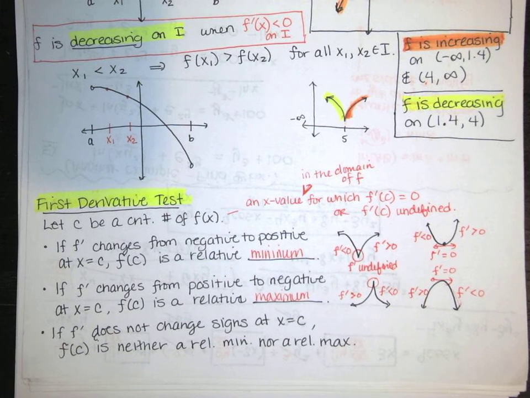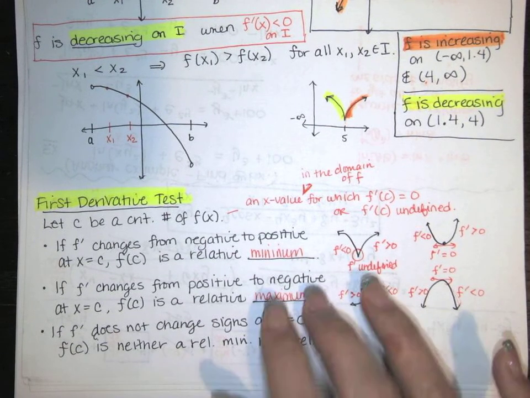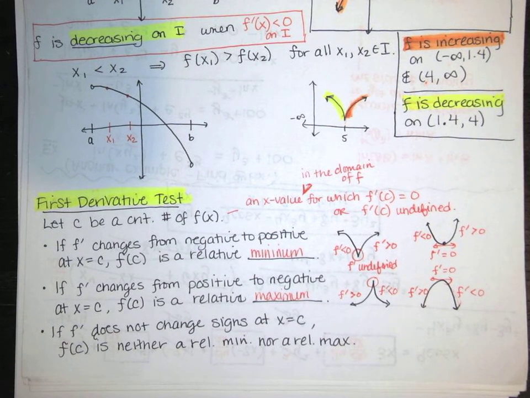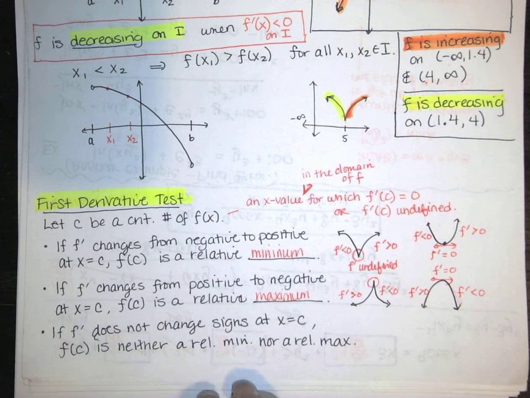So if f prime changes signs, you're going to get either a min or a max. And whether it goes from negative to positive or positive to negative is going to determine whether it's the min or the max. Now, you might have a critical point where f prime doesn't change signs.